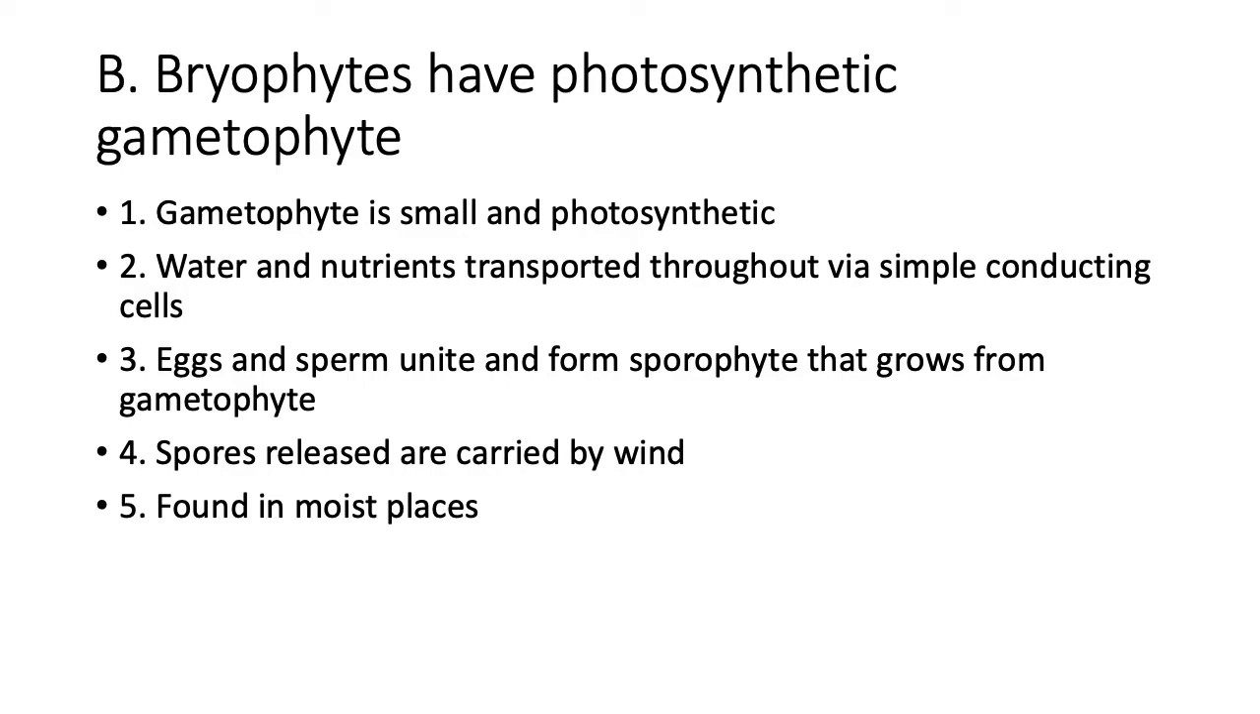The egg and sperm unite, and they'll form the sporophyte that grows from the gametophytes. So the sporophyte is dependent on the gametophyte, grows off of the gametophytes. Spores are released. They can be carried by winds. They can also be carried by raindrops. And I should probably add raindrops there. But bryophytes are found in moist places. So as you can see, we can kind of trace our way back to that aquatic life.